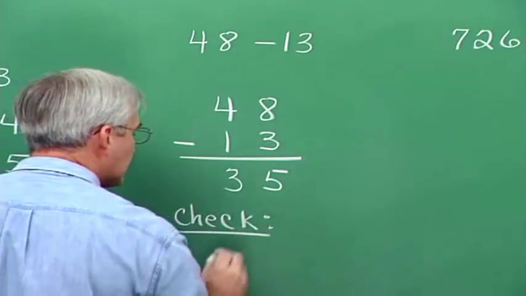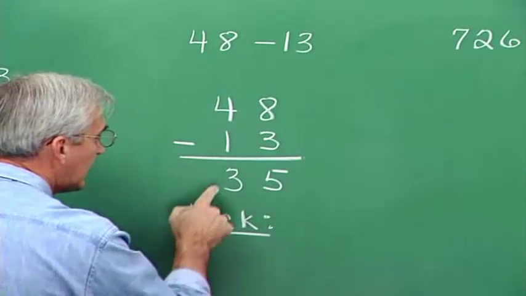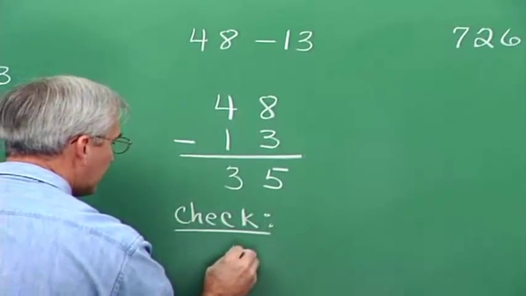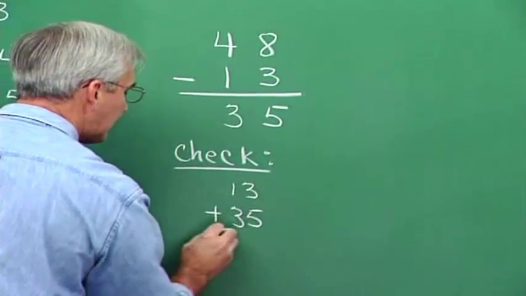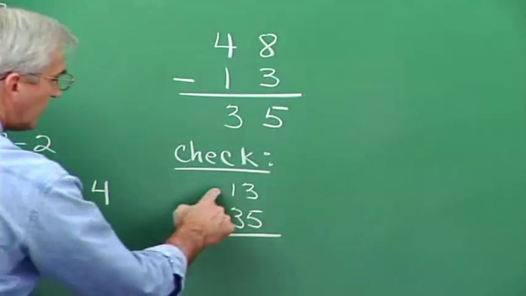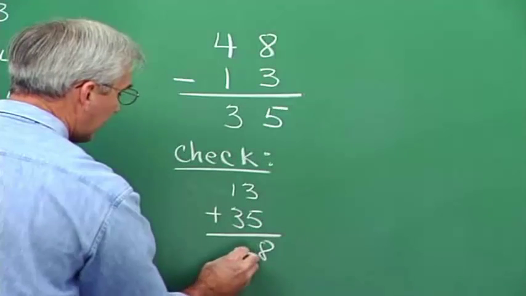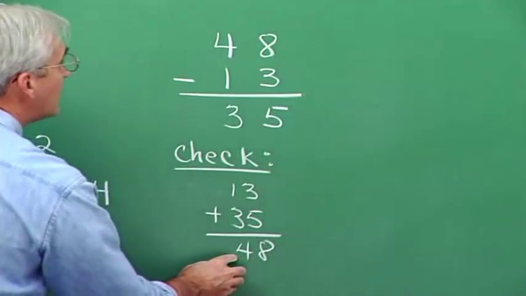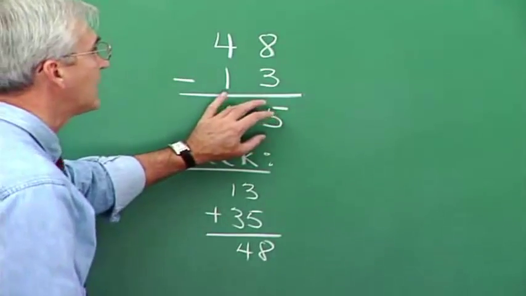Remember, that process is one where we just take the subtrahend and add the difference. So it would be 13 plus 35, and we're trying to verify that we get the minuend in this process. So 13 and 35, let's see, 3 and 5, 8, 1 and 3, 4, 48. Is that the minuend from above? Yes, it is. So this is a correct answer.